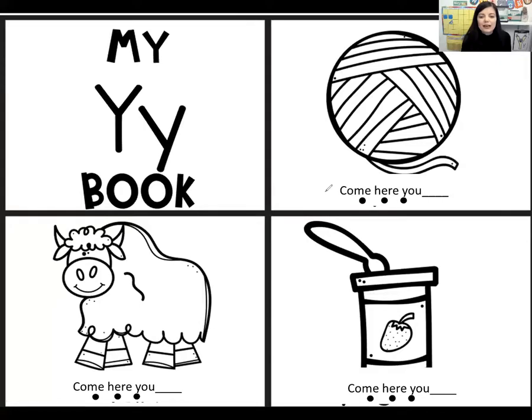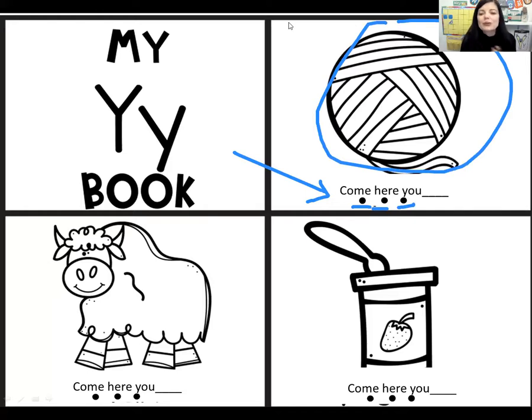So we're going to read a sight word reader, and everything in the pictures that you're going to see starts with the letter Y. Y, y, y, as in yawn. Okay, so here we go. We're going to be right here first. Come here, you. What's that? Yarn. Maybe your ball of yarn rolled away and you say, come here, you yarn.